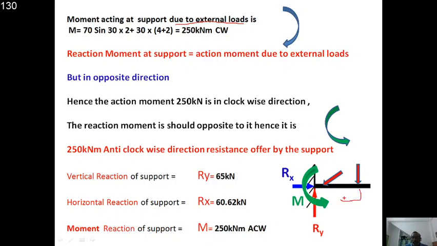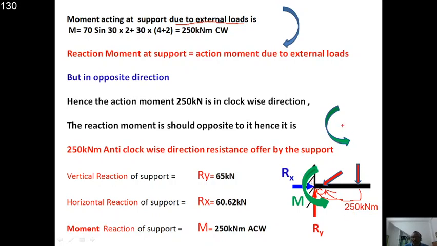250 kilonewton meter. So at this point, these loads are producing 250 kilonewton meter. Both this inclined force and this force together are producing a moment of 250 kilonewton meter. So this has to be resisted by the support.